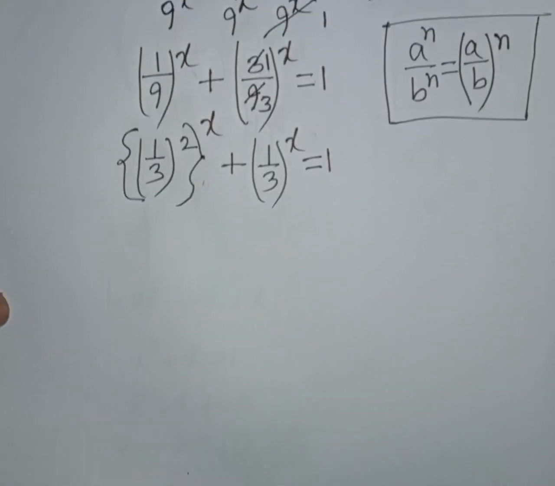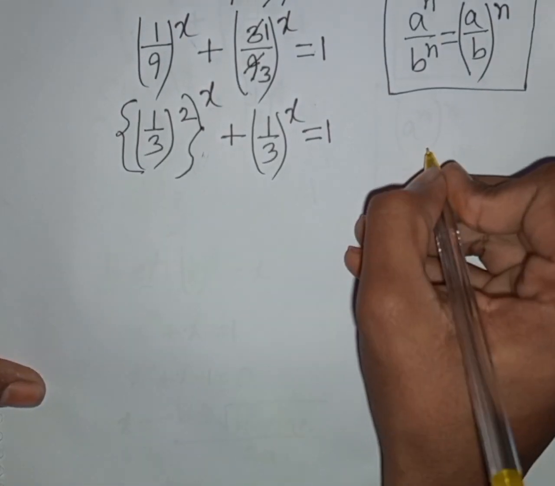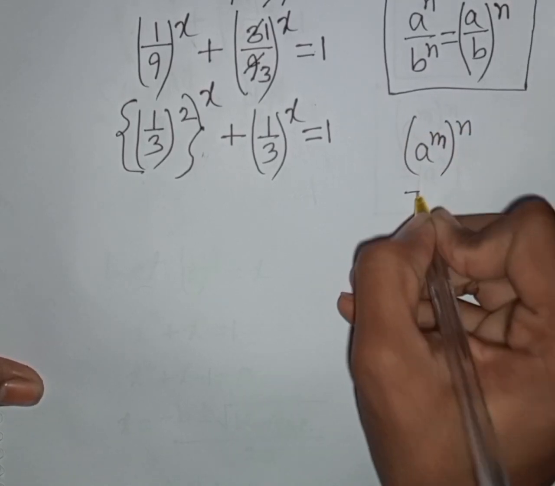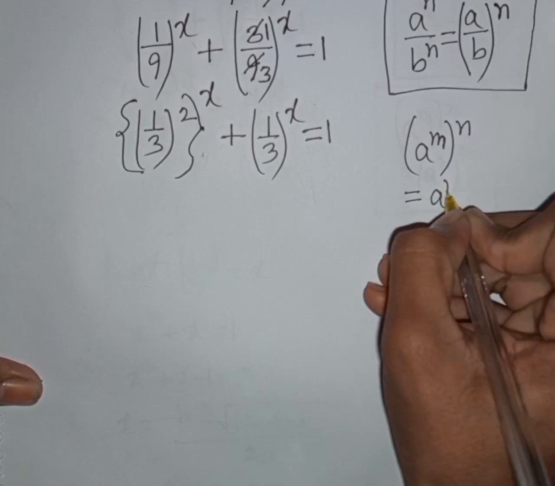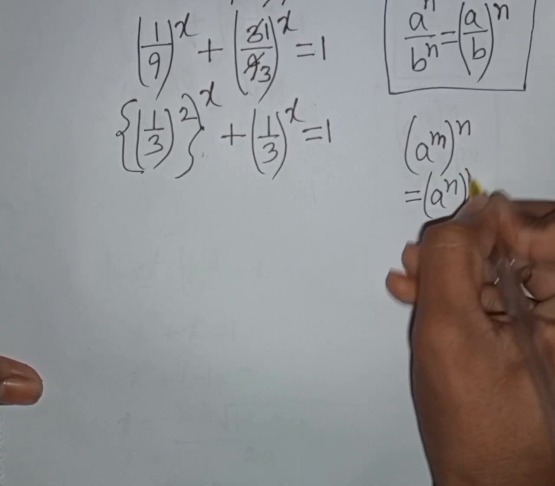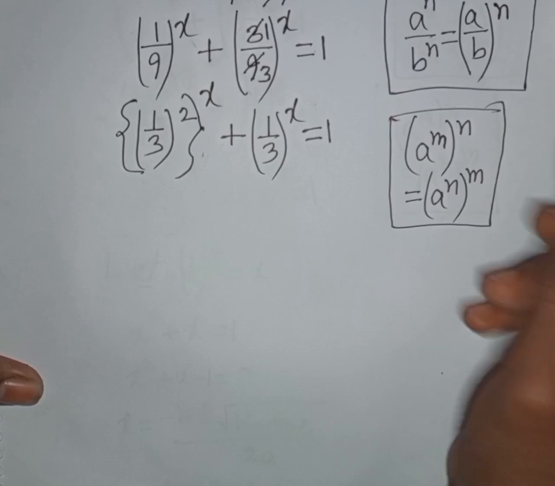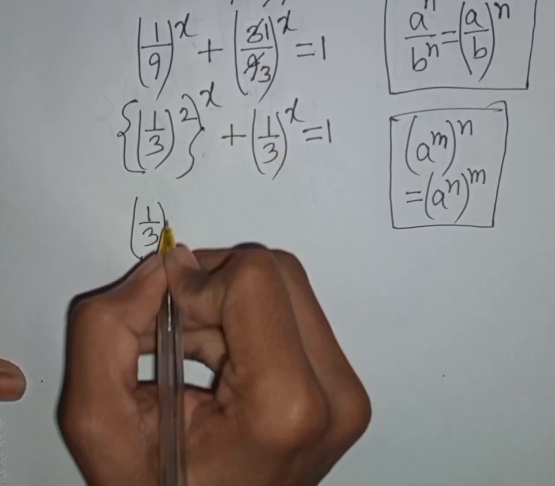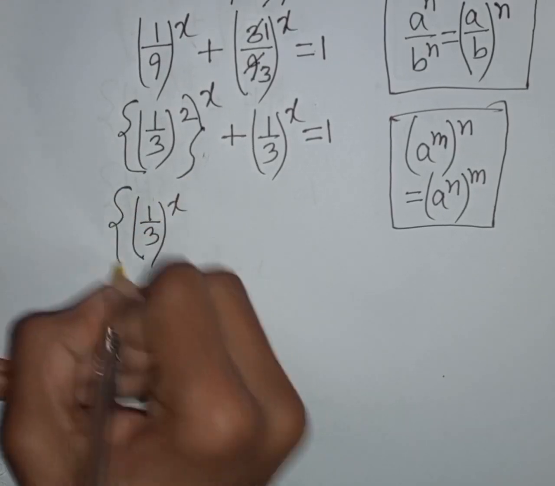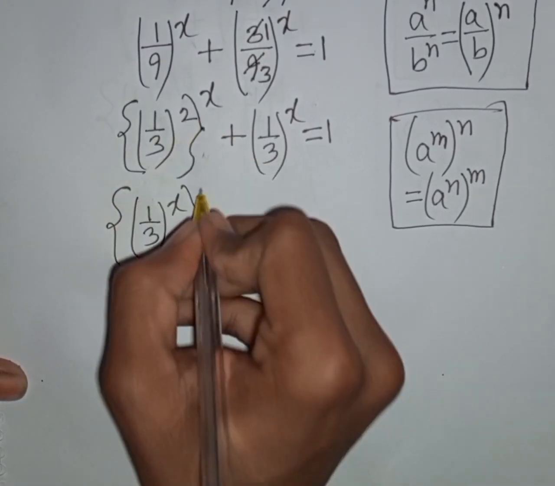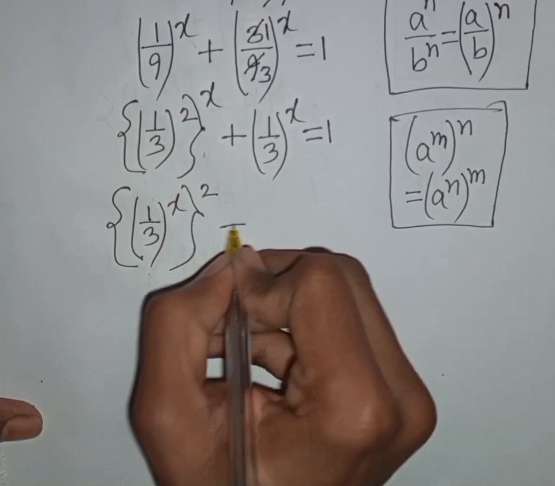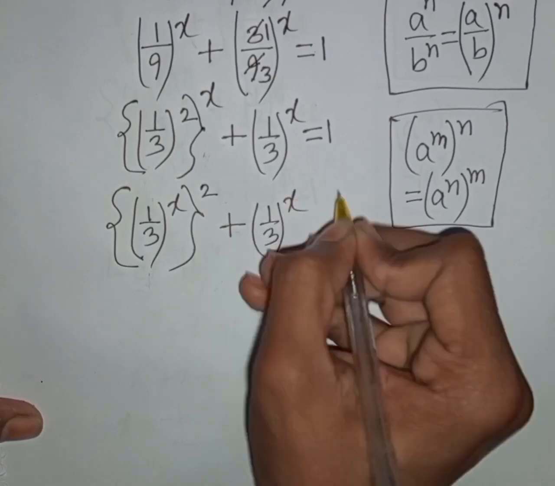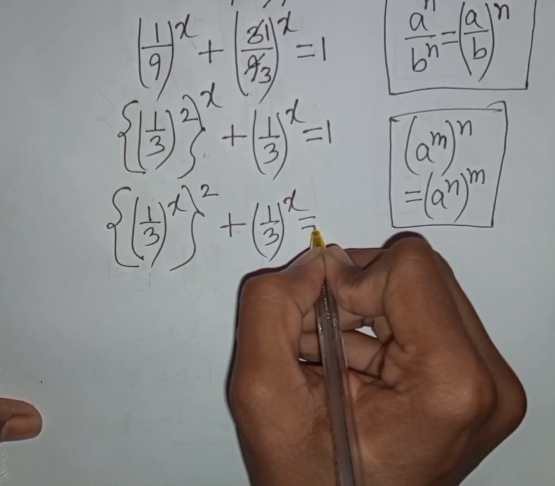Now here you can apply this exponential rule that a power m, bracket, power n is equal to a power n, bracket, power m. So according to this rule I can write 1 by 3 bracket power x, then second bracket power of 2, then plus 1 by 3 bracket power x is equal to 1.